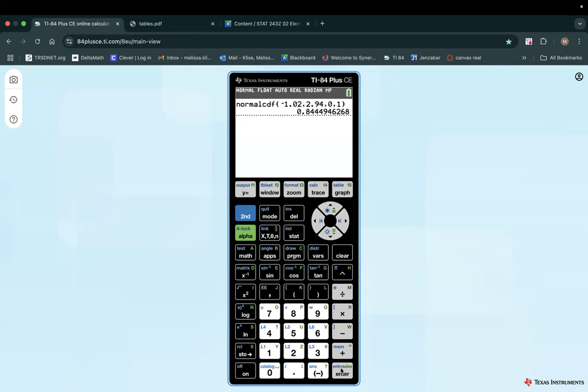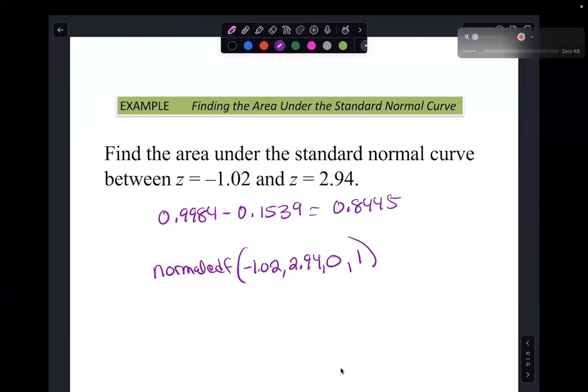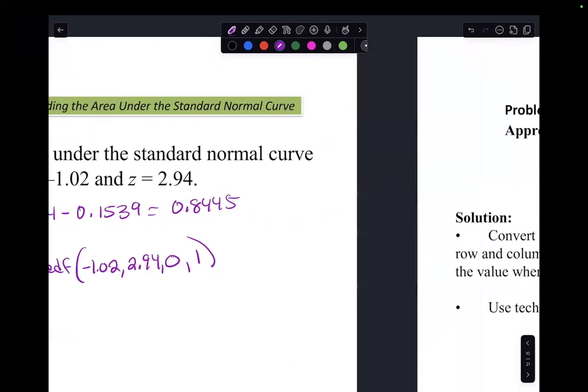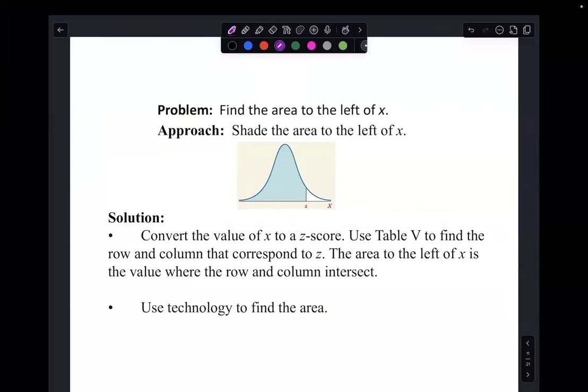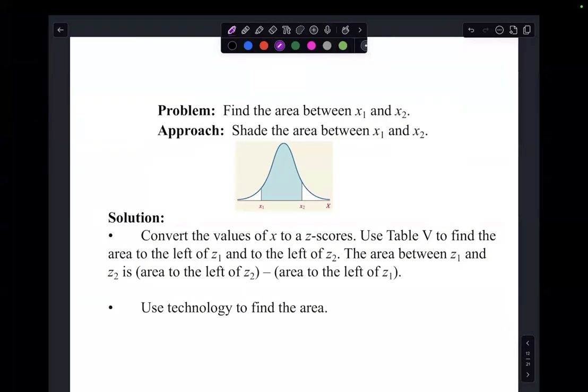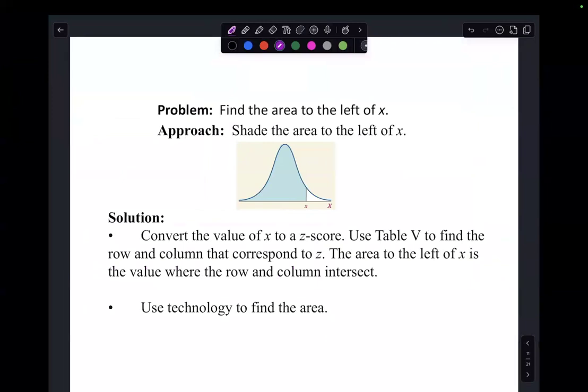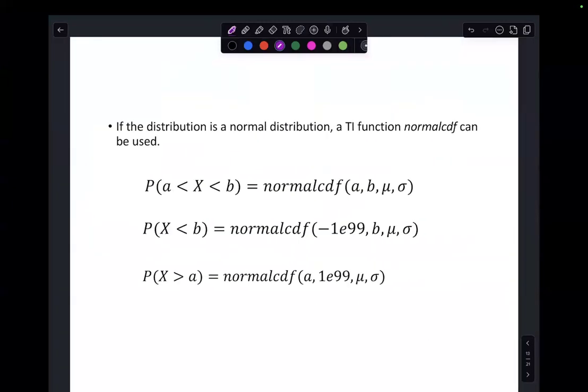Say, but wait, what if I don't want to convert everything to z-scores? What if I have actual data values rather than z-scores? Do I have to convert everything to z-scores? You absolutely do not have to convert everything to z-scores. These ones are just saying everything that we already just said, so I'm going to move on.